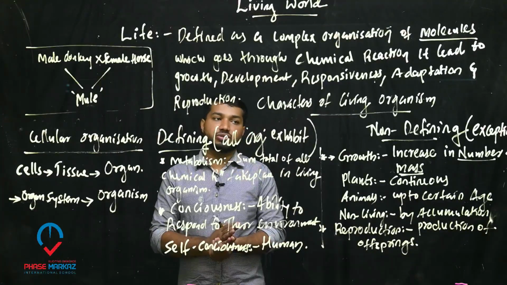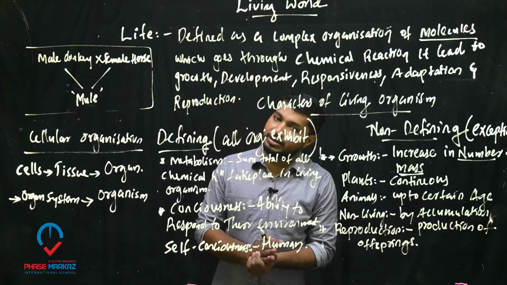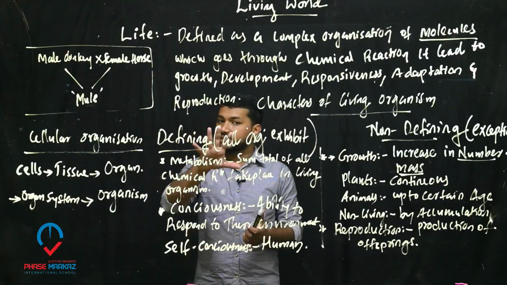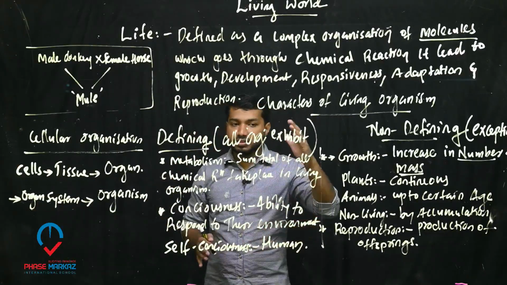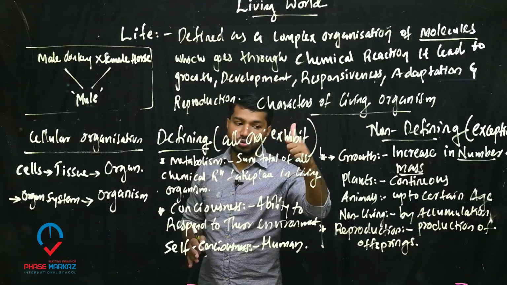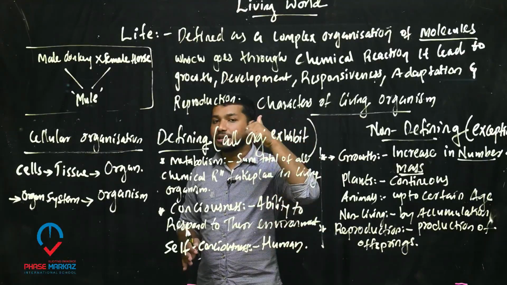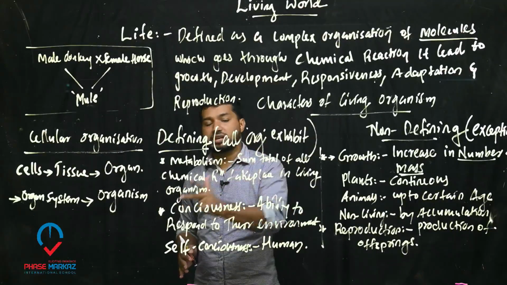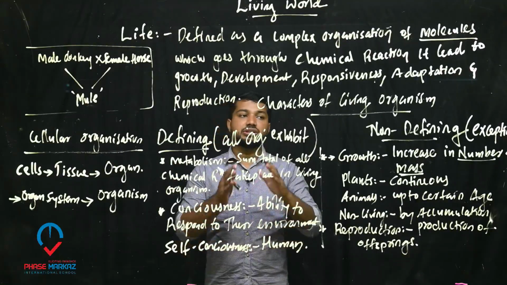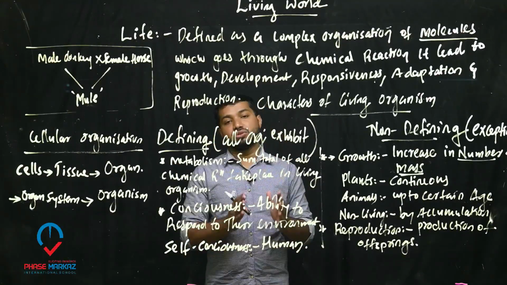Okay. So that is all about the characters of living organisms. We have discussed five different characters. In the non-defining there are two, growth and reproduction. In the defining there are three: metabolism, consciousness, and cellular organization. That is all about the characters of living organisms.